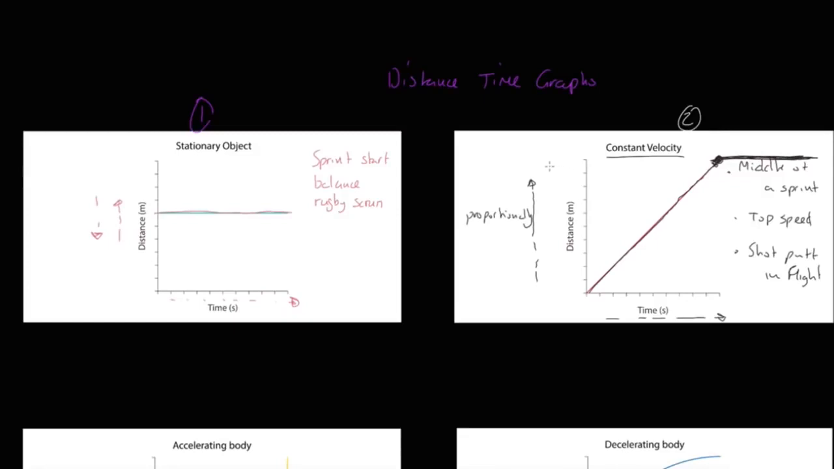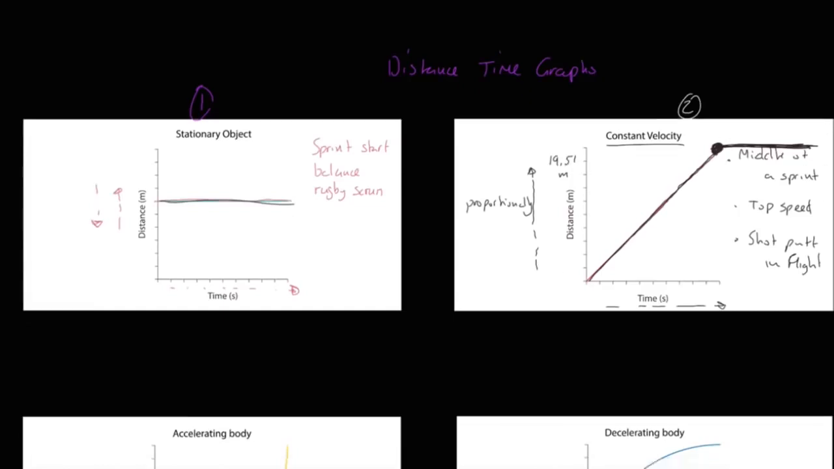I think the women's world record is about 19 meters 50. So let's say that this is 19 meters 51 here. The shot would travel through the air, would land at this point here, and then would remain at 19 meters 51. In other words, we'd get a constant velocity followed by a stationary object. So you can get compound graphs, and it's interesting to think about it in that way.